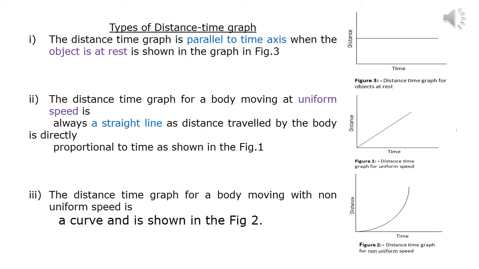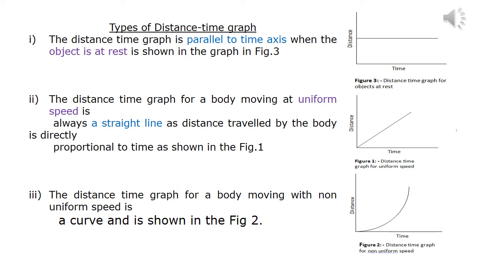axis. The second type of distance time graph is showing the uniform speed of an object, and it is a straight line which is passing through the origin, making an angle with the time axis. Why is it so? The time is increasing, and along with the passing time the distance of the moving object from the observer is also increasing or changing.